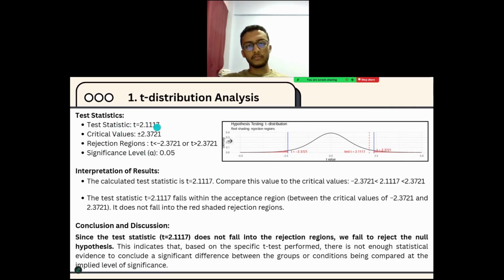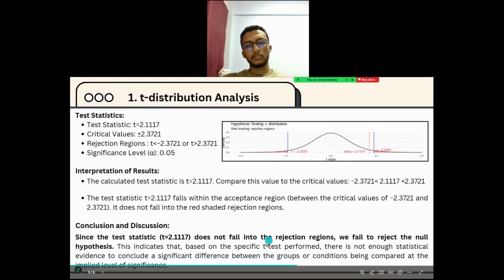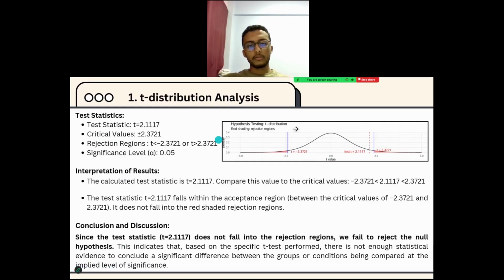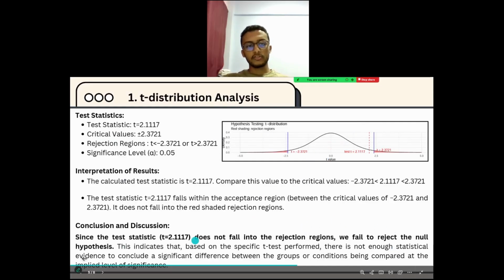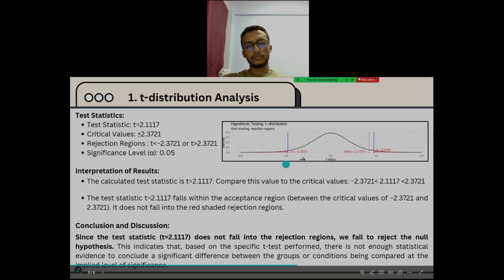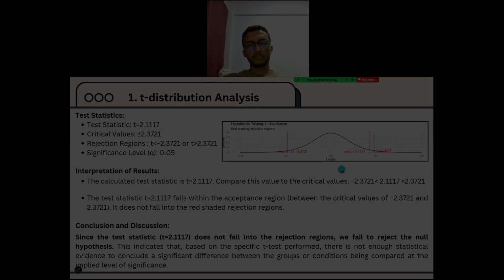So if the test statistic falls outside of this range in the red regions, it means that we reject the null hypothesis. But if it falls inside this, between the two blue lines, it means that we fail to reject the null hypothesis. As you can see, in the interpretation of the results, the test statistic is 2.117, and this is inside the acceptance range, which means that it does not fall within the rejection region, and we fail to reject the null hypothesis. Based on this test, there is not enough statistical evidence to conclude that there is a significant difference between the number of robberies before and after 2021.